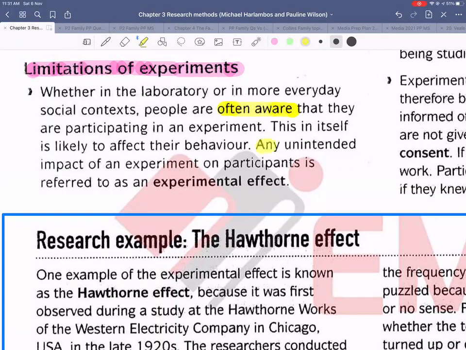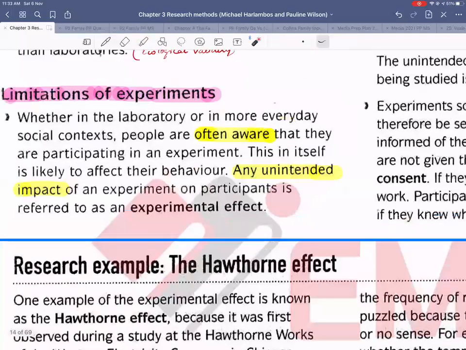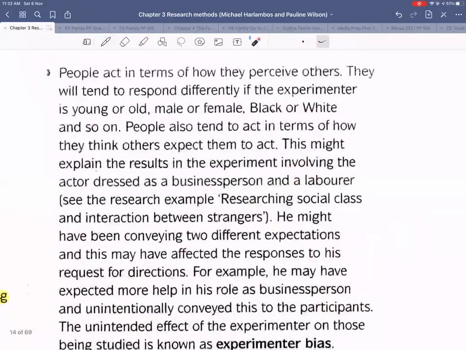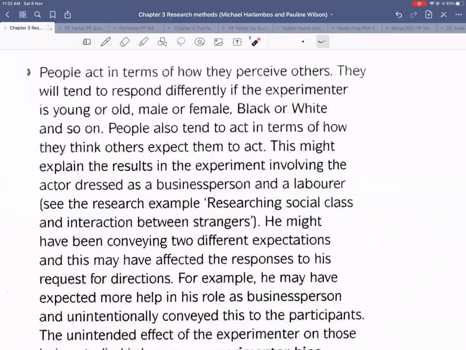Any unintended impact on the experiment or on participants is referred to as an experimental effect. Do we understand what an experimental effect is? Right? Any sort of unintended impact on your experiment. The participants, knowing that the behavior is being observed, would of course impact their behavior. Number two. Remember, we're discussing all of this under the heading of limitations or the weaknesses or the disadvantages of experiments.